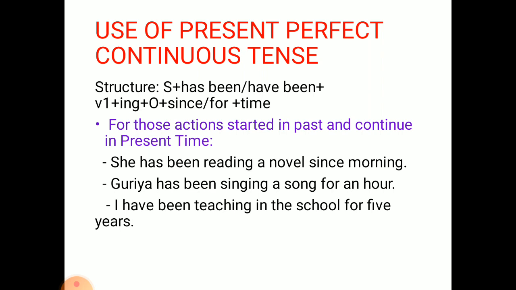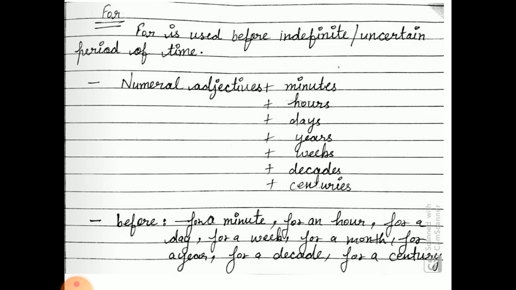And now some students told me in the last meeting that they do not know where they should make use of since or for. So now we will discuss the use of for. Where should we make use of for? It is used before an indefinite or uncertain period of time. It means indefinite or uncertain, not particular, not definite, not certain, an indefinite period of time.